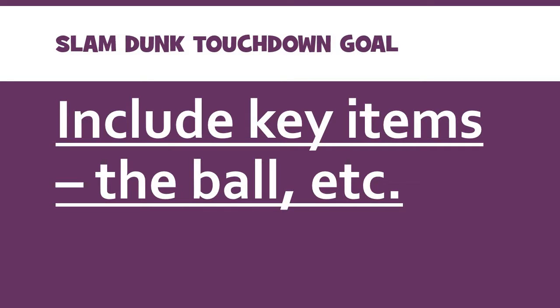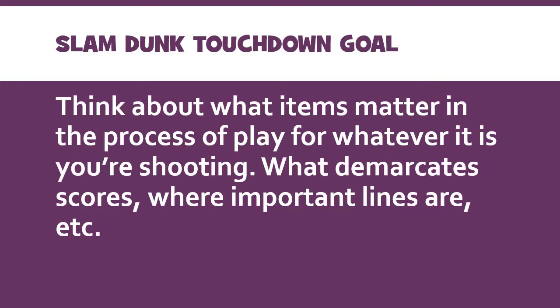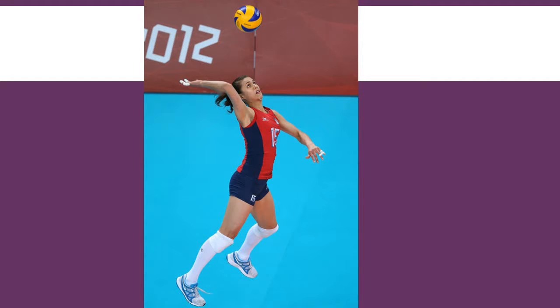All right, so make sure you're including key items. There's things in sports that are going to matter visually. Think about what matters in the process for whatever sport it is, right? What is the visual identifier of that sport, and how can we indicate that in the photograph? So think about how bad this photograph would have been if the ball wasn't in the picture. It would have been just a little bit of a difference if the camera angle pointed slightly more downward, and we would have lost so much of the really good context of this shot.